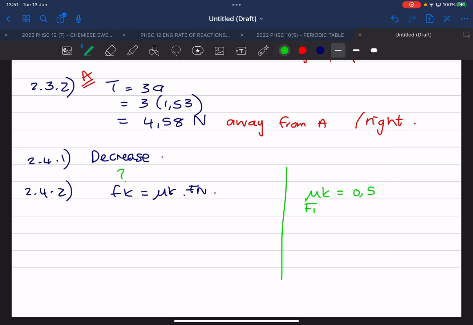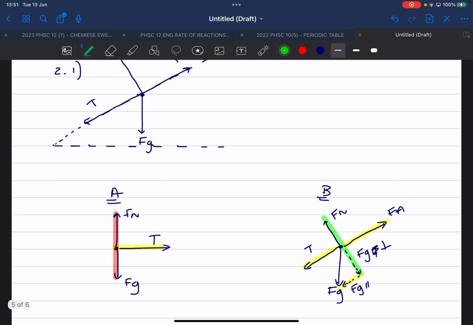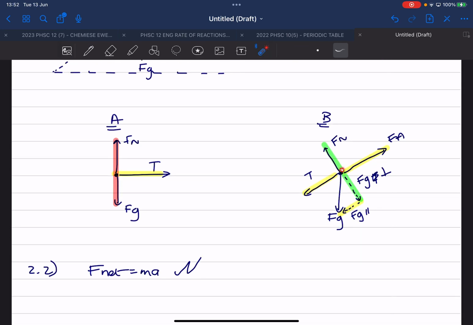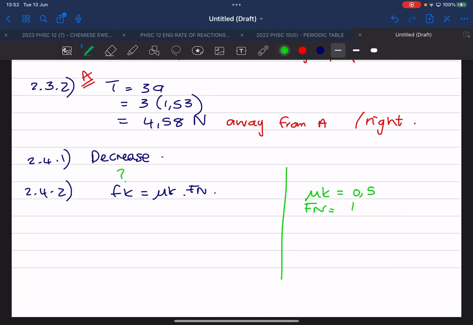Ek hoor nou net die normaalkrag. If I look at my diagram, daar is die normaalkrag, daar is die normal force. Beweeg hierdie blokkies so op of af? Nee. And I have one force going up and one force going down. En omdat hierdie blokkie nie op of af beweeg nie, moet hierdie twee gelyk wees aan mekaar. So Fn, they will be equal to Fg perpendicular. Kan ek Fg loodreg gaan uitwerk? Ja, dis Fg cos van theta.